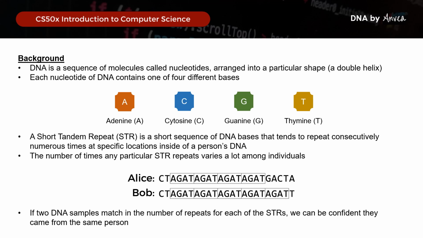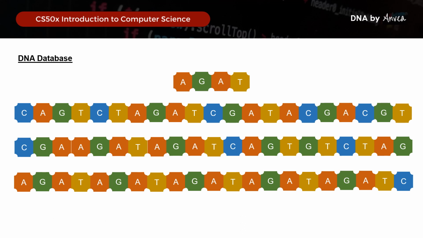This is how DNA profiling is done, where we actually compare multiple STRs of the sample against the individual. And if there is a match in the number of multiple STRs, then that is how you know you have matched the DNA to the right person.